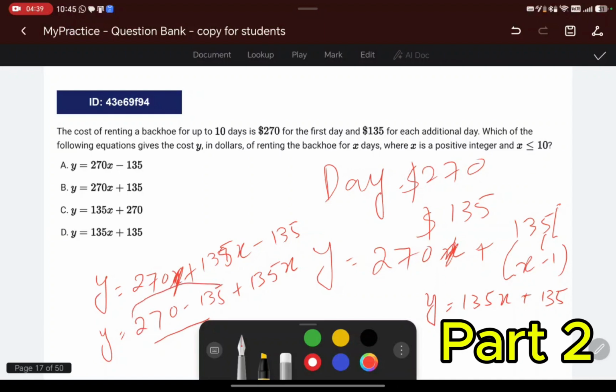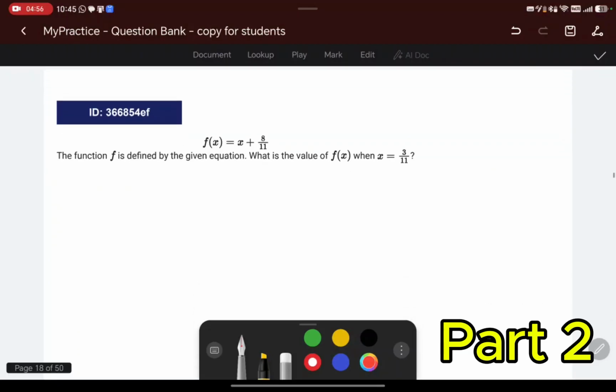So which equation will help us to understand? It will be equation D. Here we have the answer as y is equal to 135x plus 135. So this will help us to move on.